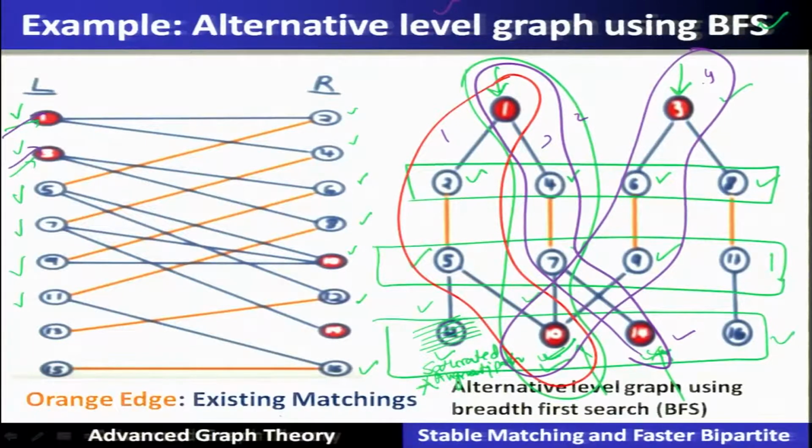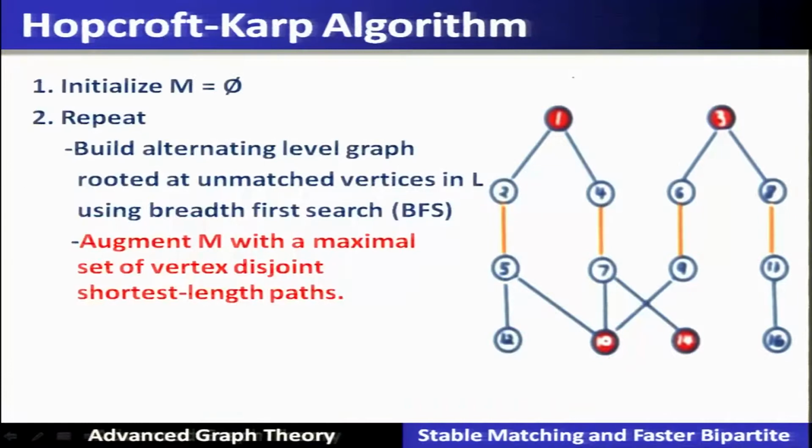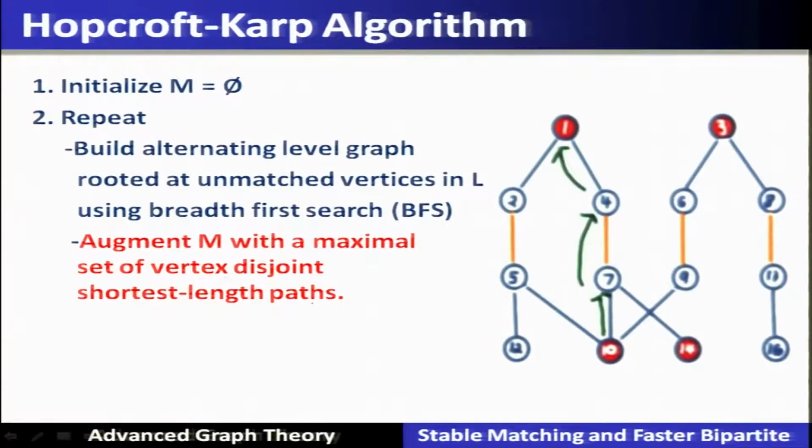So vertex disjoint path means if we select this particular path, let us assume, then the other 2 paths cannot be used. Why? Because the vertices are common. So just see that only one out of them will be used when we talk about the vertex disjoint paths. So here we are finding an augmenting path M with a maximal set of vertex disjoint shortest length paths. Let us see the same scenario.